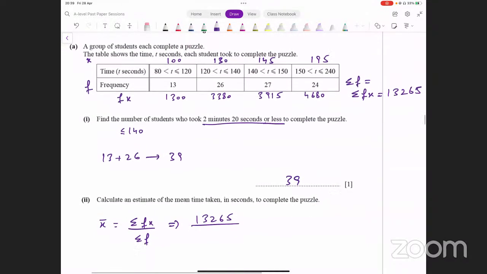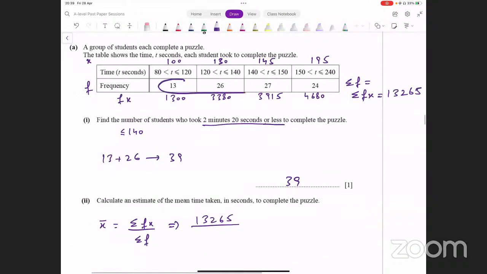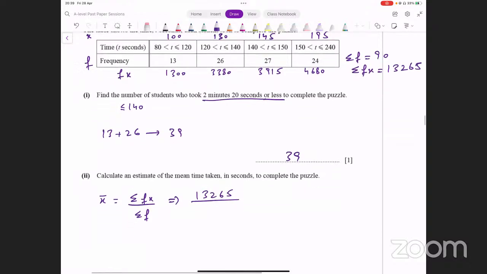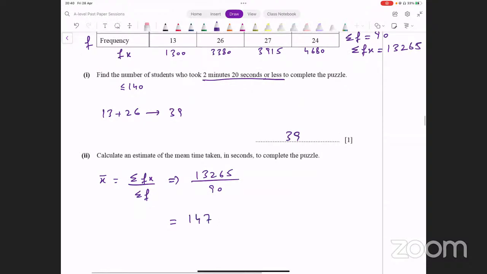ये उसने ऊपर नहीं दिया हुआ अलग से, या दिया हुआ है, नहीं दिया हुआ, तो आप उसको टोटल कर लें इन सारे नंबर्स को. ये देख लें क्या आता है, 13 plus 26 plus 27 plus 24, and that is giving me 90. Frequencies का सम हमारे पास क्या आ रहा है, 90 आ रहा है. That is going to be our denominator here, and we would get the mean from this. Okay, so that's 13265 divided by 90, and that turns out to be 147.4. And that's the mean that we were looking for.